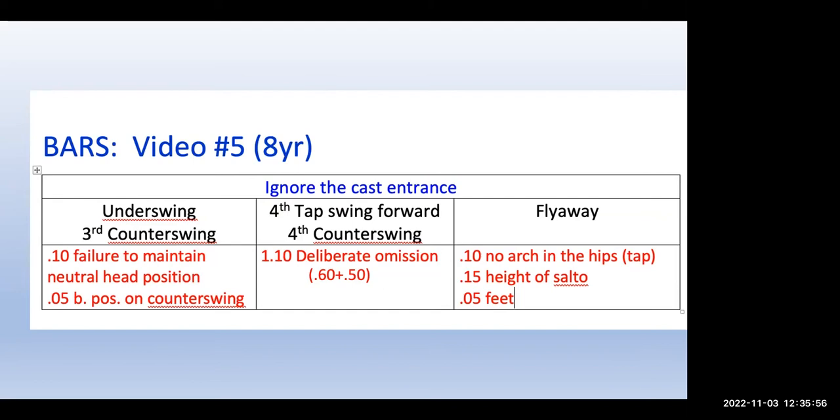And she didn't, the underswing was a little bit loose. It wasn't nice and tight. Her head was falling backwards and body position. And then she did the fourth tap swing, counter swing, didn't do it. So we have 6 + 5, deliberate omission. And then the flyaway, we do want to see the height of the salto, the level of the high bar. And then she didn't tap. So there was no tap. So that's a 1/10, and then a little on feet. So let's watch her. Here she goes.